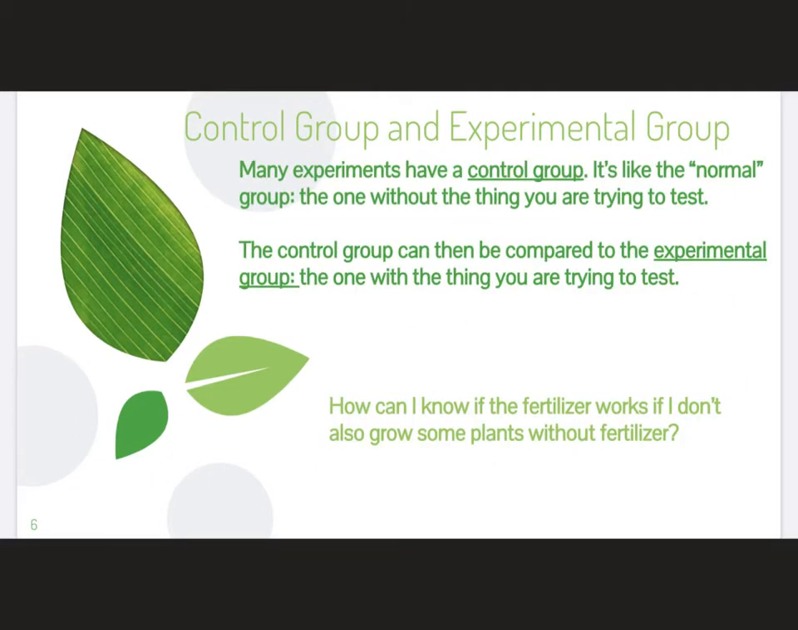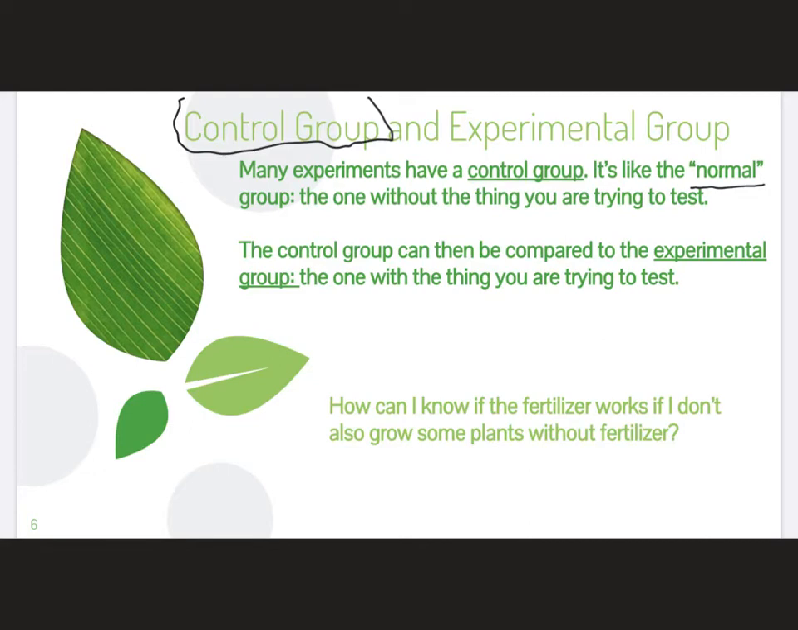So maybe if you wanted to test if the Miracle-Gro plant food actually works, maybe your idea would be, well, I'm just going to grow some tomato plants with it and see if they grow tall. And that might be something you might do in regular life. But for science, we need to have what's known as a control group for this experiment. The control group, you could think about it as kind of the normal group, the one without the thing you are trying to test.